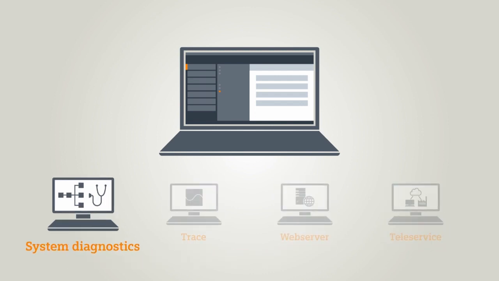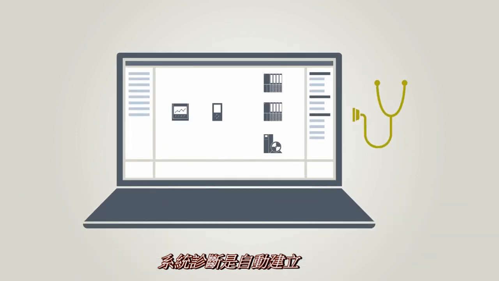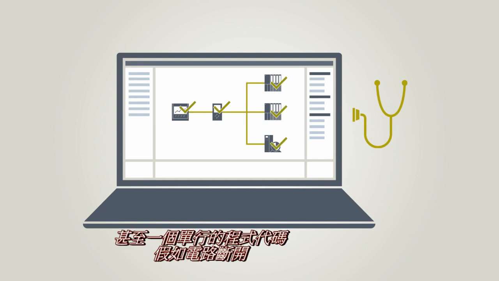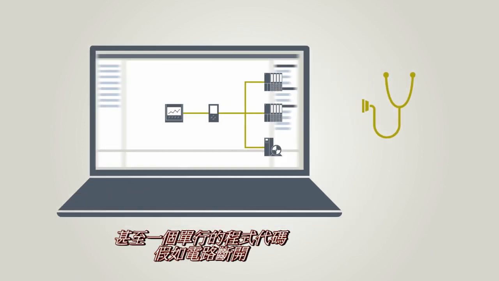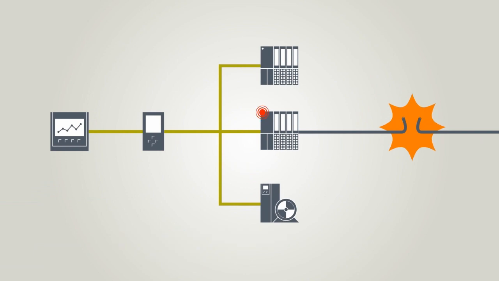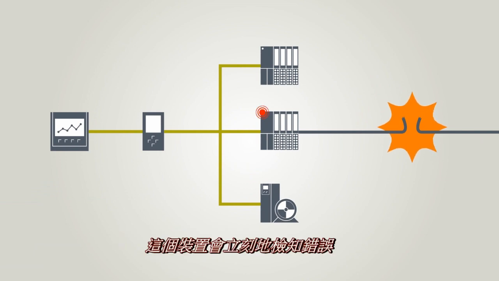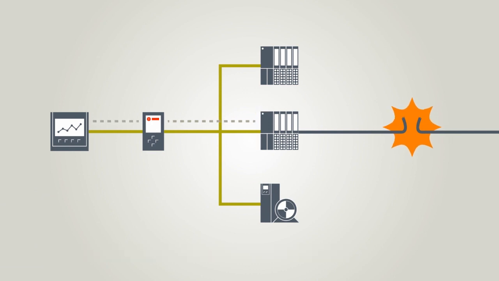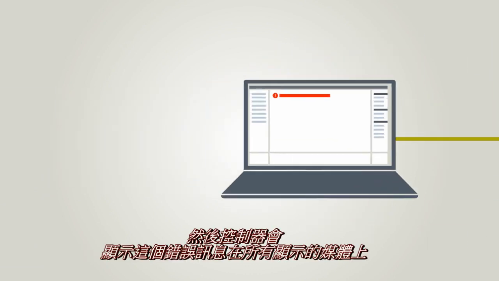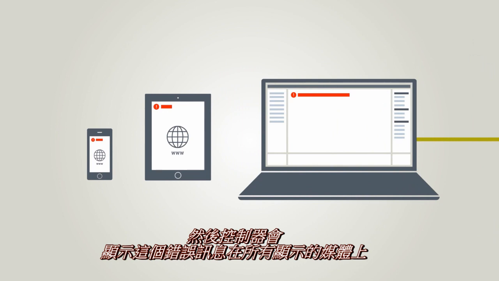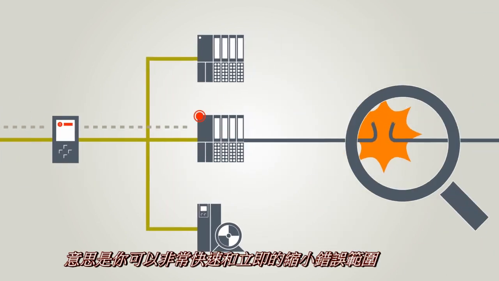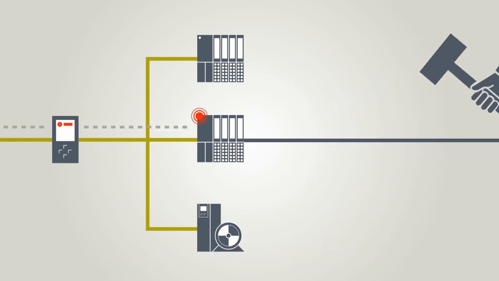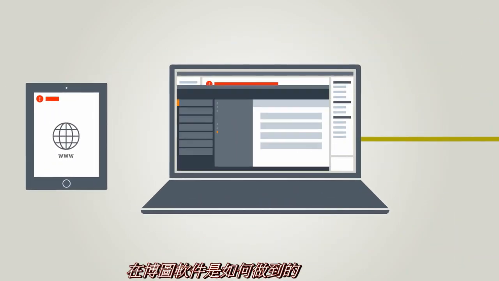The system diagnostics are automatically set up when a device is configured. You don't need to write even a single line of code. In the case of an open circuit, for example, the device automatically detects the fault and sends the diagnostics data to the assigned controller. The controller then displays the fault message on all the display media. This means that you can localize the fault very quickly and resolve it immediately. How is that done in the TIA portal?